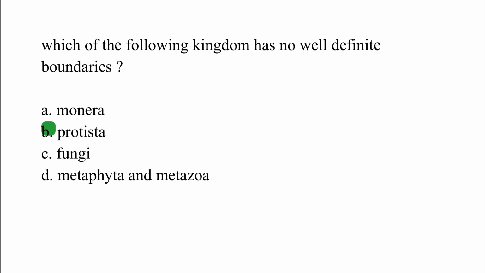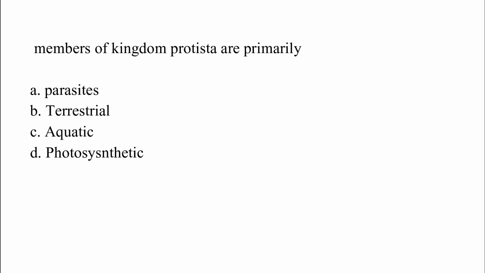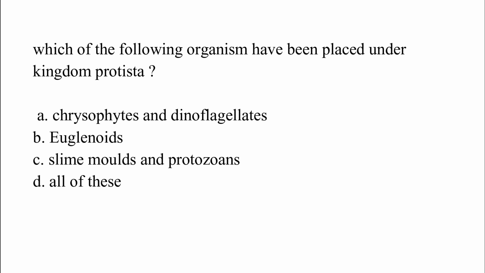Members of kingdom Protista are primarily: Option A, parasite. Option B, terrestrial. Option C, aquatic. Option D, photosynthetic. The correct answer is option C, which is aquatic. Which of the following organisms have been placed under kingdom Protista? Option A, chrysophytes. Option B, euglenoids. Option C, slime molds and protozoans. Option D, all of these. The correct answer is option D, which is all of these.